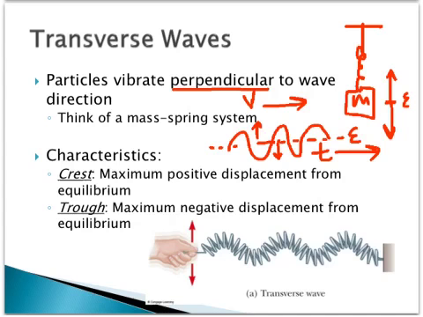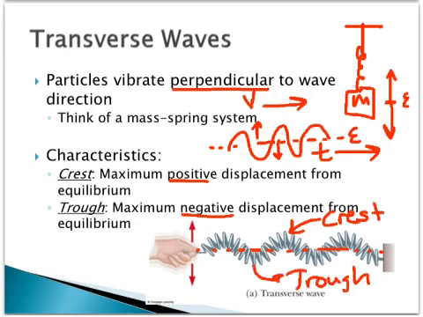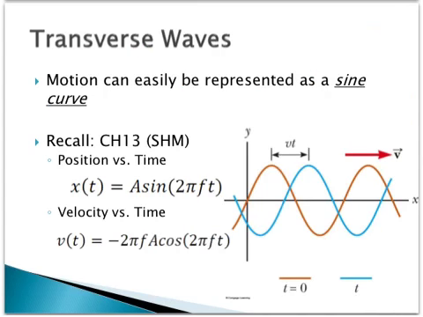Notice again it has areas of maximum positive displacement and negative displacement. So again, about equilibrium, if I draw equilibrium here, this positive displacement is what we call a crest, and the negative displacement is what we call a trough. So crests and troughs are associated with transverse waves, and they are just the areas of maximum displacement, whether positive or negative. And like I said before, this motion really is represented by a sine curve.